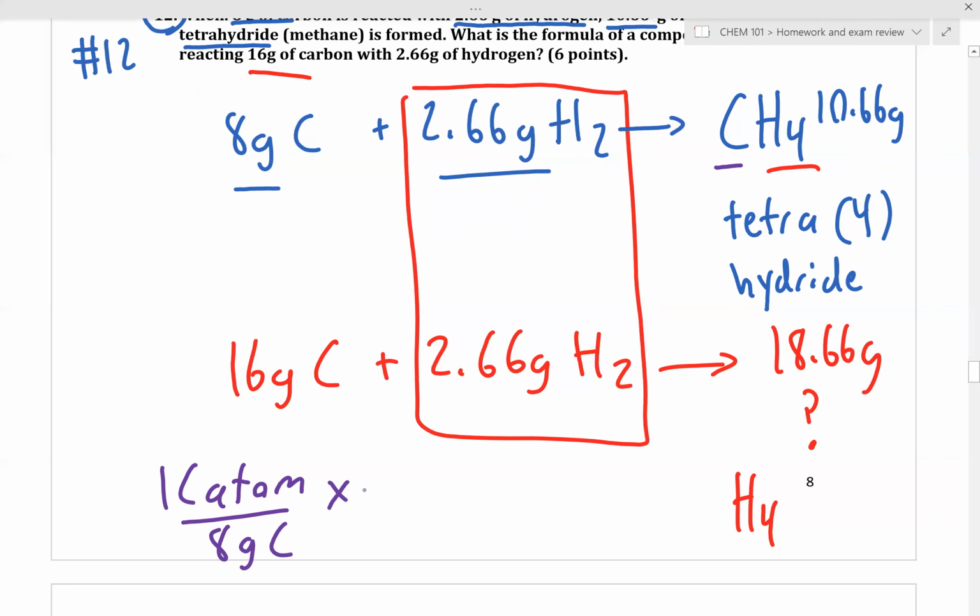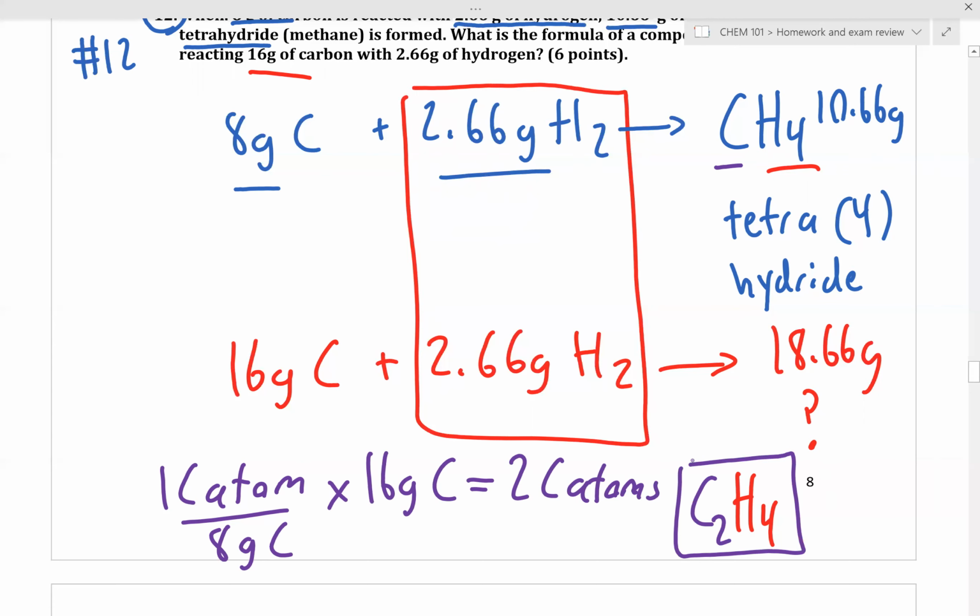Okay, in our second reaction, how many grams of carbon did we use? 16. So we multiply by 16 grams of carbon, and that leads to 2 carbon atoms. So that would give us the formula C2H4. If you stop there on the test, you'd be fine.